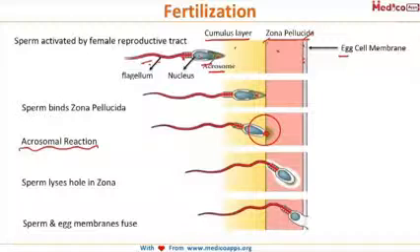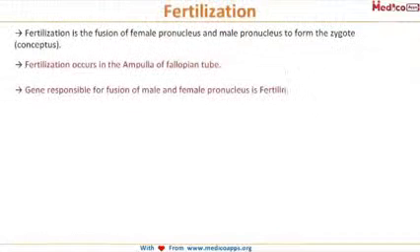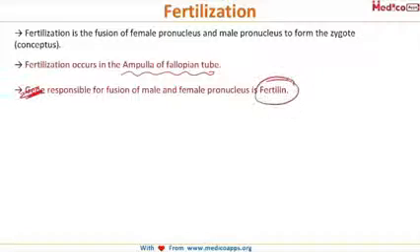Now, the actual process of fertilization occurs and there is fusion of the male and the female pronucleus to form the zygote. And remember, this fertilization causes the resumption of the meiosis II that was suspended in the secondary oocyte, and this causes the release of the second polar body. Now, where does this fertilization occur? It is in the ampulla of the fallopian tube, and the factor responsible for this fusion of the male and female pronucleus is fertilin present on the sperm.